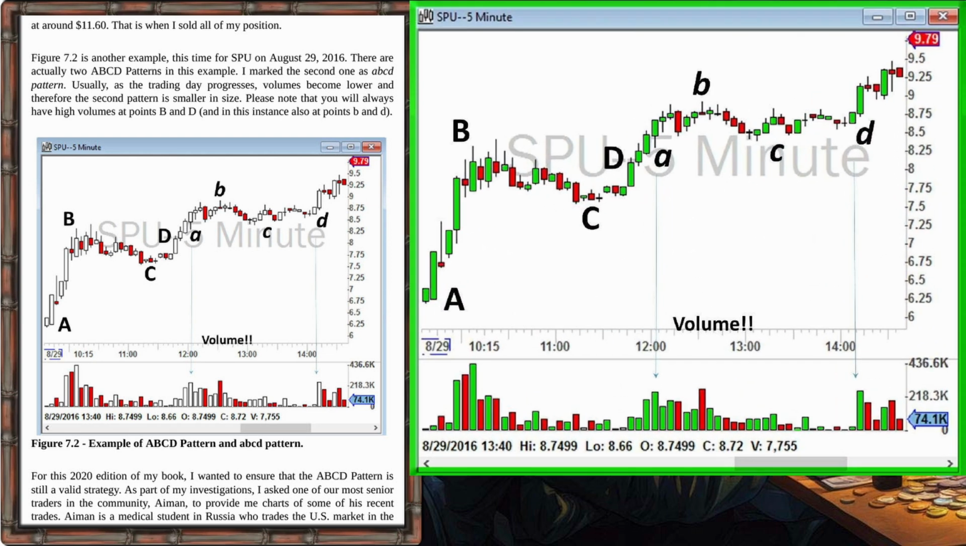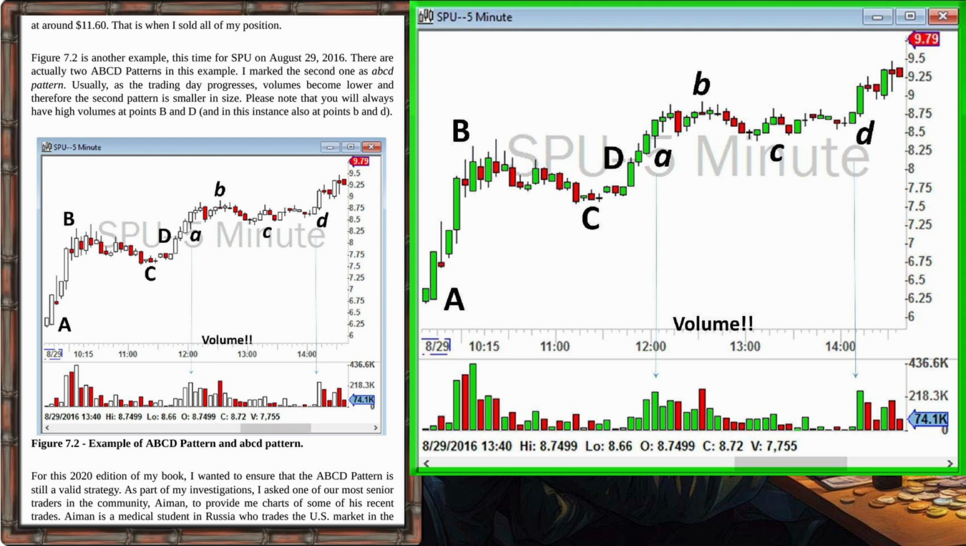Figure 7.2 is another example, this time for SPU on August 29, 2016. There are actually two ABCD patterns in this example. I marked the second one as ABCD pattern. Usually, as the trading day progresses, volumes become lower, and therefore the second pattern is smaller in size. Please note that you will always have high volumes at points B and D, and in this instance also at points B and D.